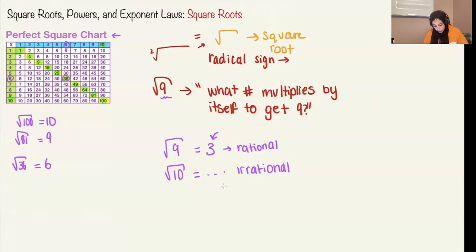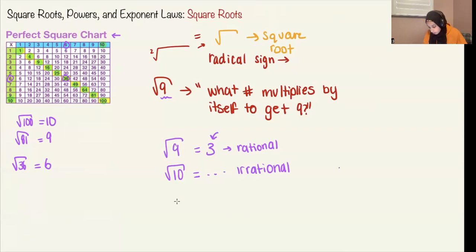So this is pretty much it for square roots, or radicals. Let's just keep it with the square roots. That's really just it. You ask yourself what number multiplies by itself to give me the number underneath the square root, and that is your answer. Now, you could obviously go to much higher numbers.